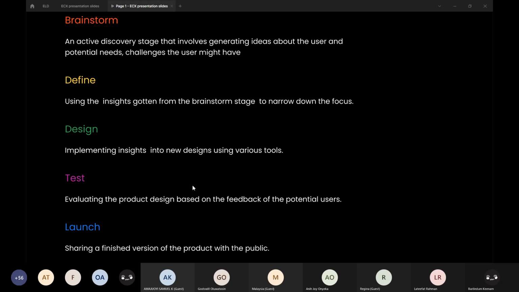So the last stage of the product development lifecycle is the launch stage, and it simply involves sharing a finished version of the product with the public. I don't know if you guys have heard of beta versions of products. That's what they call launching.